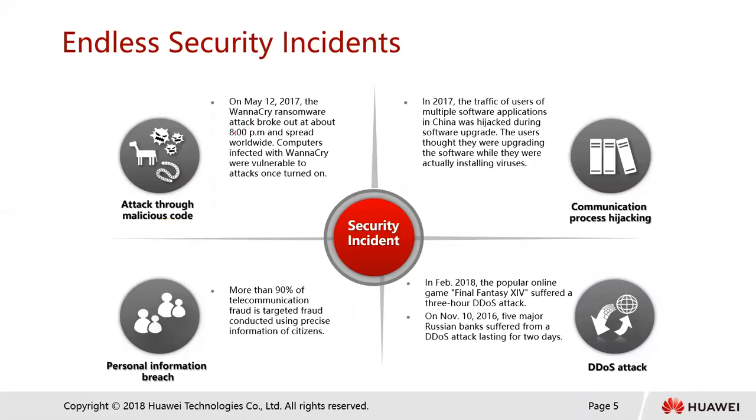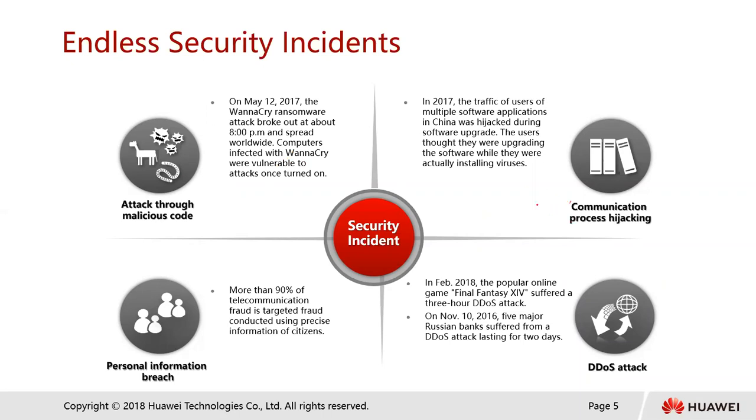On May 12th, 2017, the WannaCry ransomware attack, which we talked about, broke out at 8 p.m. and spread worldwide. Computers infected with WannaCry were vulnerable to attacks once that malicious code penetrated onto your computer. They were able to encrypt people's databases and projects and lock them out, only to display a message that if they want to gain access to their computers, they have to pay the ransom.